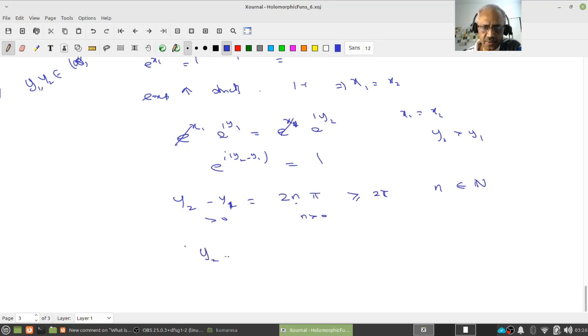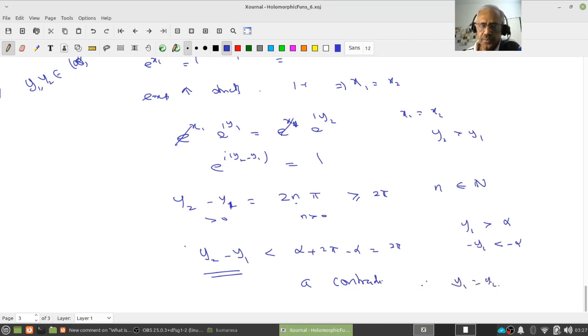Okay. y2 minus y1: y2 is less than alpha plus 2 pi, and y1 is greater than alpha, therefore minus y1 is strictly less than minus alpha. So y2 minus y1 is strictly less than 2 pi, but it must be greater than or equal to 2 pi. This is a contradiction. Therefore y1 equals y2.